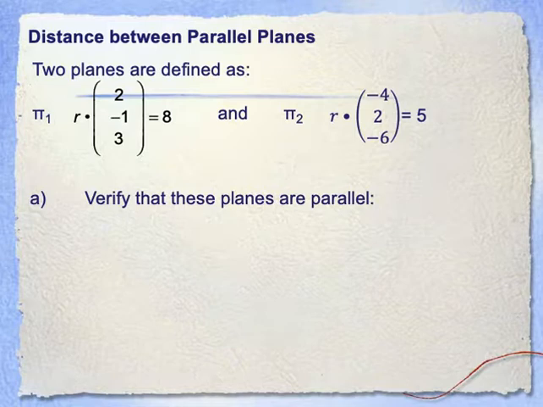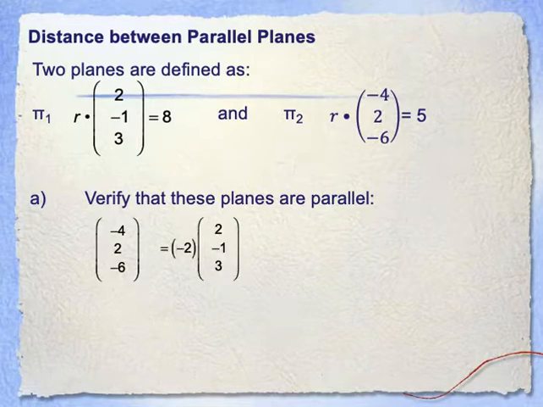Obviously if they're parallel, then that must mean both of their normals are going to be parallel as well. So first thing we need to see is, can we take out a scalar multiple to identify what both of these normals would be. So (-4, 2, -6), hopefully you can see if we pull out a factor of -2, we end up with (2, -1, 3). So in fact we can see that this is a multiple of this normal, so they are going to be parallel.